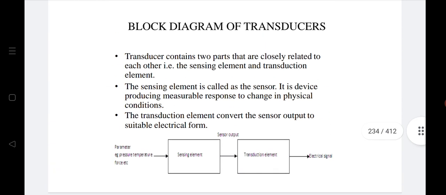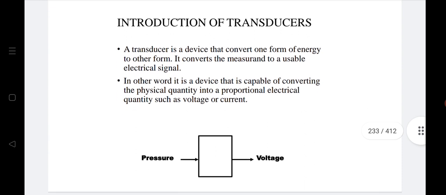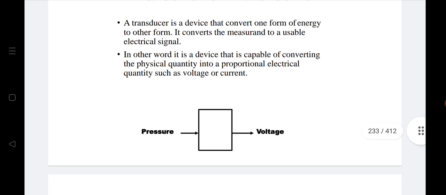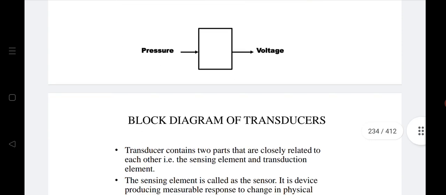Let us revise once again what a transducer is. A transducer is a device that converts one form of energy to another form of energy. It converts the measured quantity to a usable electrical signal. In other words, it is a device capable of converting a physical quantity into a proportional electrical quantity such as voltage or current. That is known as a transducer.